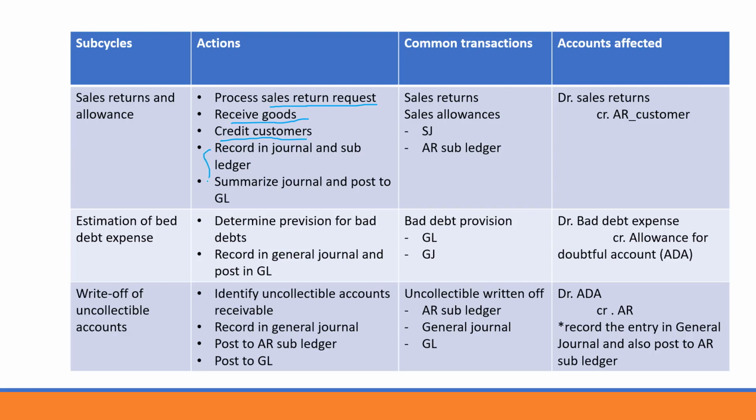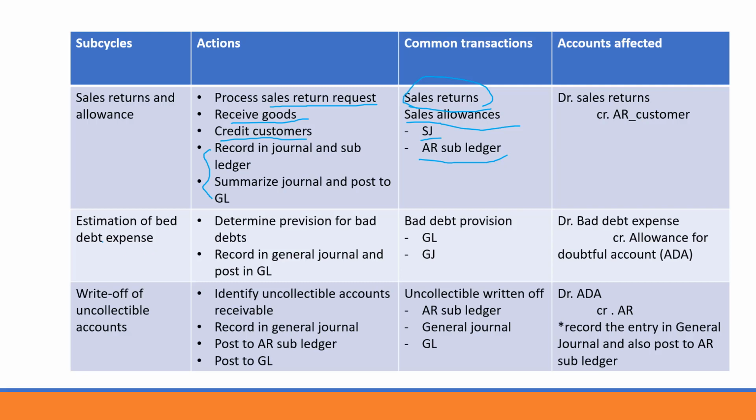These two parts are common for all the sub-cycles, but they're just in different journals and different ledgers. The common transactions for this cycle are sales returns and sales allowances. For SUA, we're going to have sales returns. When you have a sales return transaction, you record it in the SJ, which is the sales journal, and also record it in the accounts receivable subsidiary ledger. The journal entry would be debit sales returns, and credit that specific customer's accounts receivable subledger.